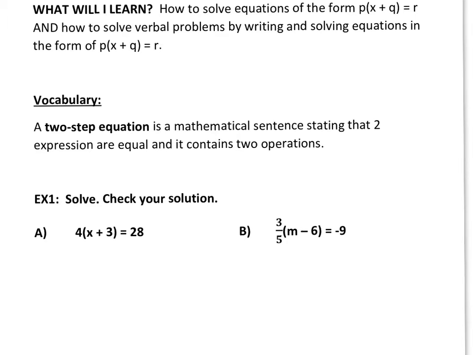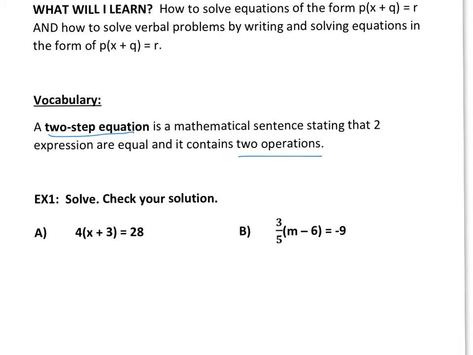So our vocabulary for today: a two-step equation is a mathematical sentence stating that two expressions are equal, and it contains two operations. So the two operations could be adding, subtracting, multiplying and dividing. So it could be used in different contexts. So for example 1, we're going to solve and check our solution.